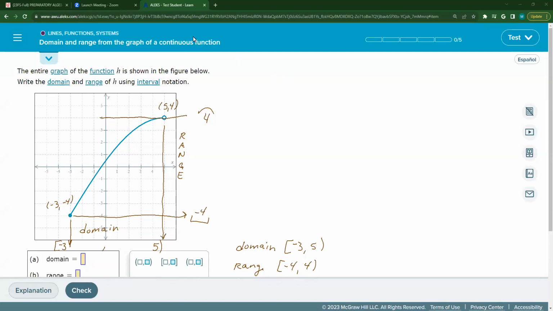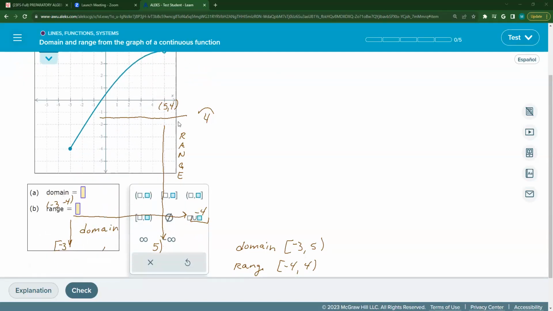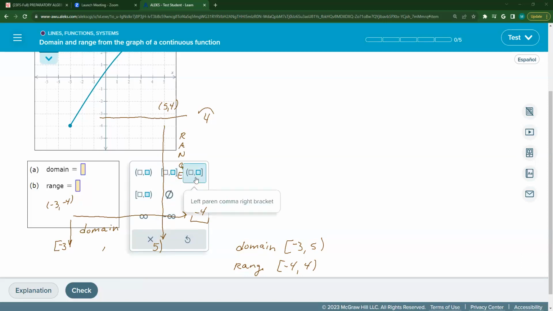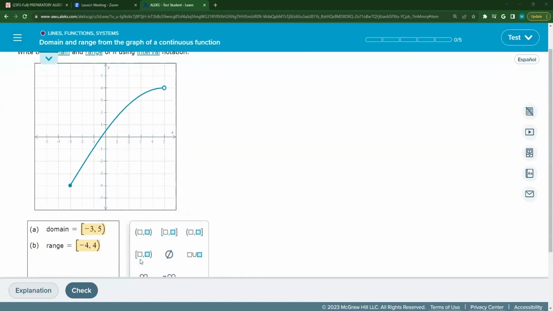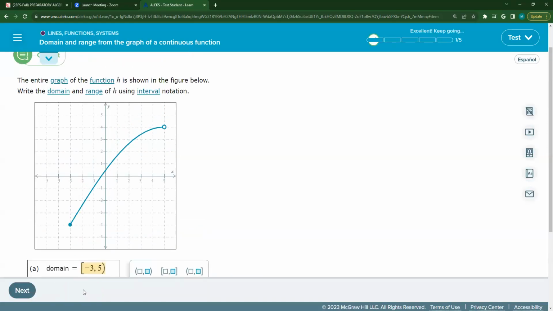We will get those typed in. So remember, it's mix and match. So we've got the square and the rounded. So domain is from -3 to 5. And the range is a square and a rounded. So -4 to 4. We'll check our answers. I'll save my page, clear my drawings so you can see them, and check our answers. And we're good for 1, and we're going to look at the next one.